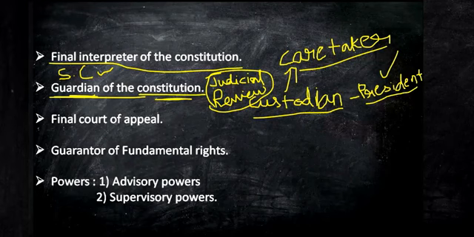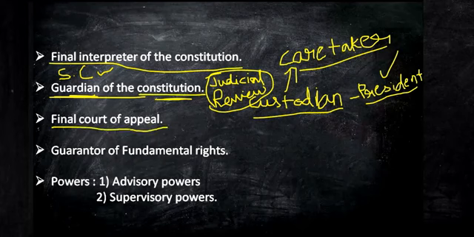We will discuss judicial review in the coming slides, so don't worry. Through using judicial review as the main tool, the Supreme Court is guarding our constitution. So the second function of the Supreme Court is to be the guardian of the constitution. Is it clear? Now the third important issue is that the Supreme Court is considered the final court of appeal.